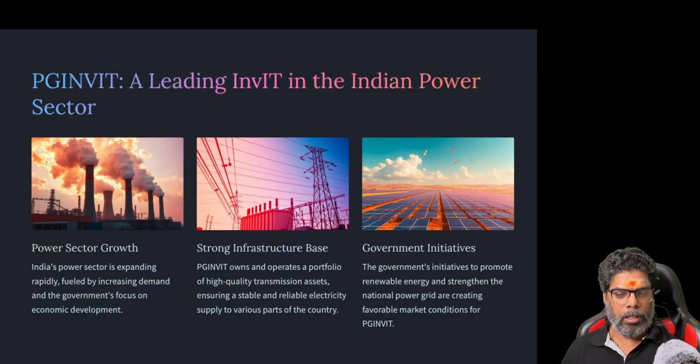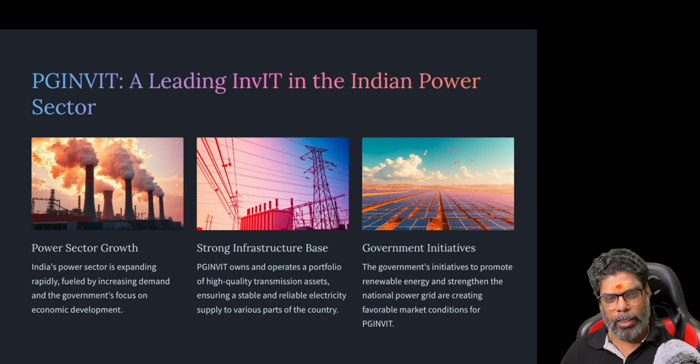Parbati Koldam Transmission Company generates power through a hydroelectric power system, which is a sustainable one, across northern India. Okay. At a high level, PGInvIT is our leading InvIT in the power sector. They are the superstars. There is no doubt about that. And as per the data, India is something like the 3rd largest country in the world catering the largest power supply, power transmission.